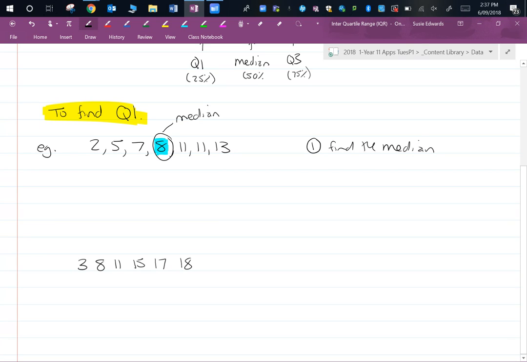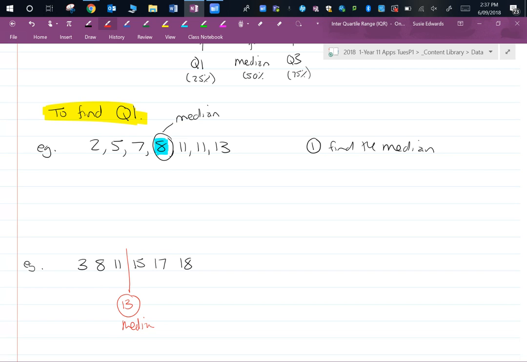Where's the median for this set of data? It's between 11 and 15, so the median is 13. Now, notice that the median is not one of the numbers. So where does 11 go? Is it in the bottom half of the data or the top half of the data?